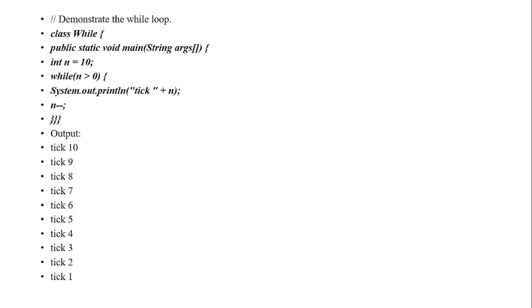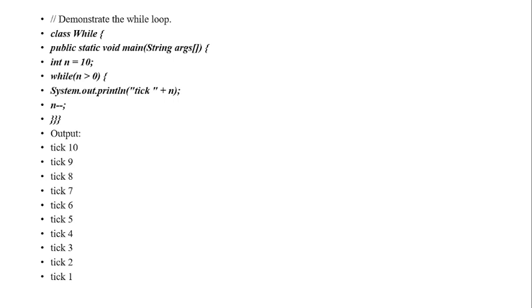Then what am I going to do? n minus minus, I am decrementing the value. So after decrementing, the value of n becomes 9. Now the value of n is equal to 9, and 9 greater than 0 will be checked. When the condition is true, automatically it will come inside the loop and 9 will be printed, right? Before the n value, I am using tick. So tick 10, tick 9, 8, 7, 6, 5, 4, 3, 2, 1, and all these are printed.